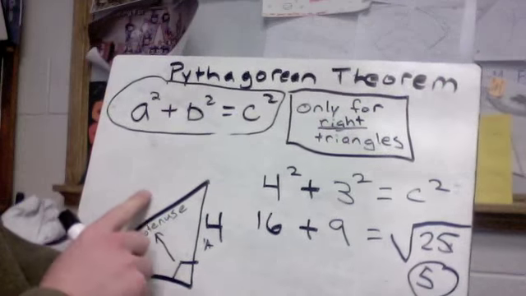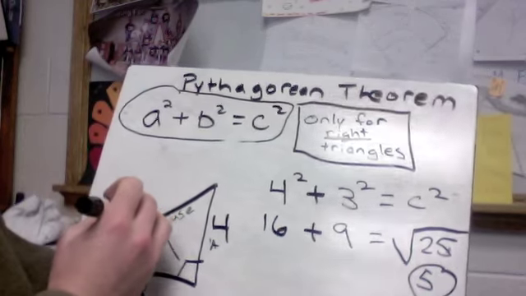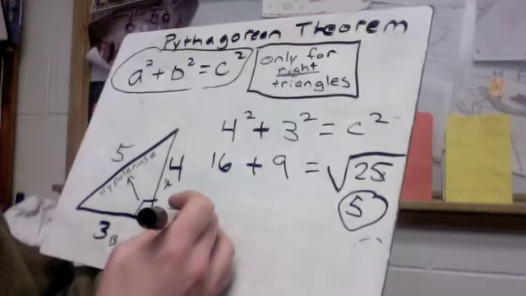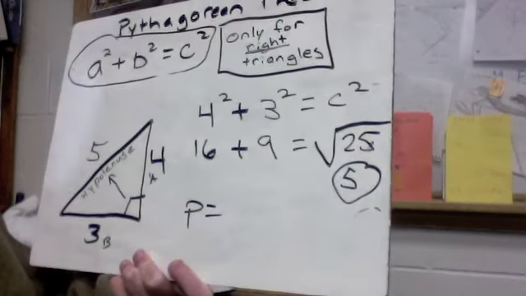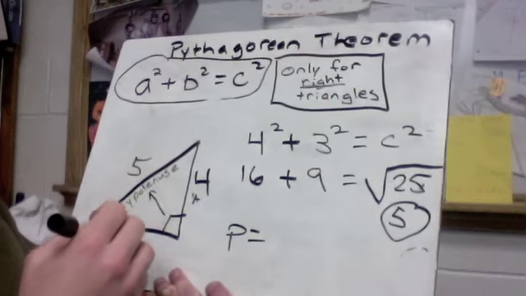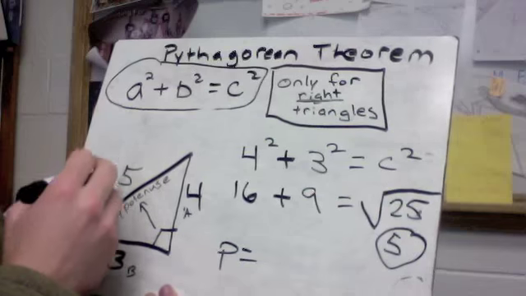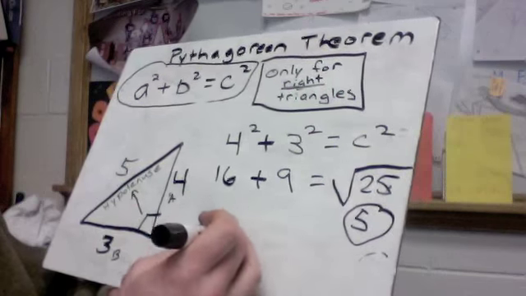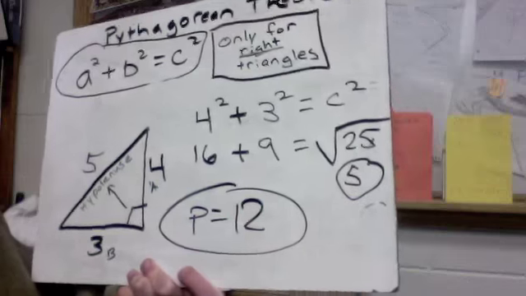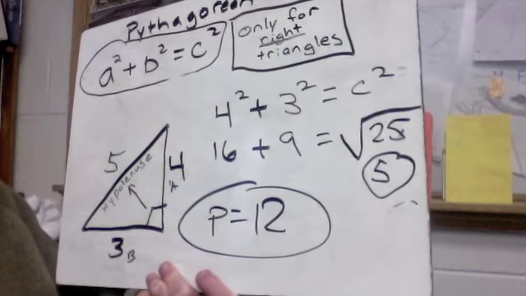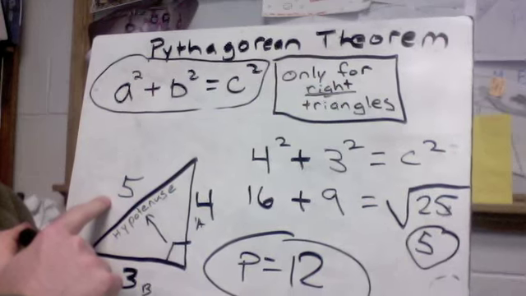So I'm going to come over here to C. I'm going to insert 5 there. My perimeter is going to be all the sides added up. 4 and 3 is going to be 7. 8, 9, 10, 11, 12. My perimeter in this case is going to be 12 because we found the missing side of 5.